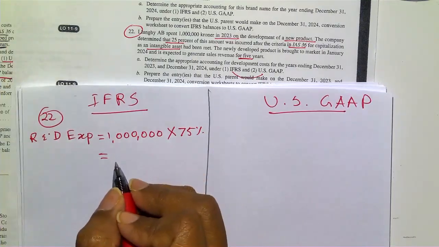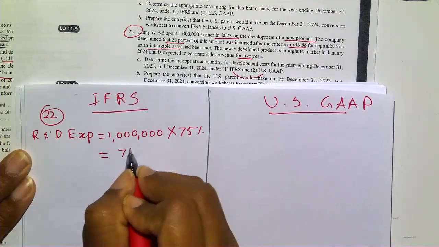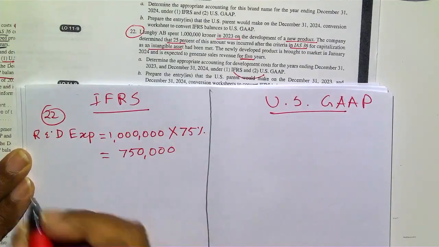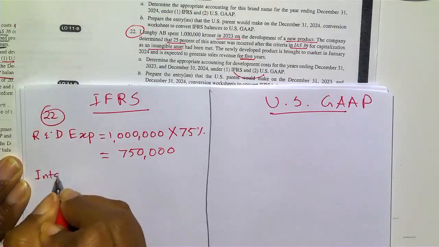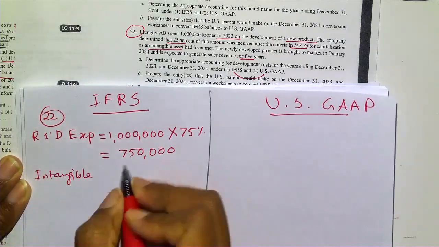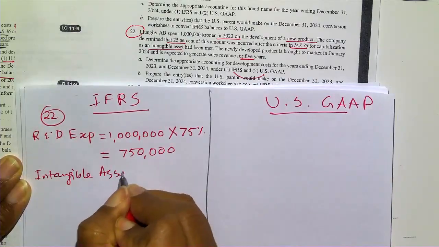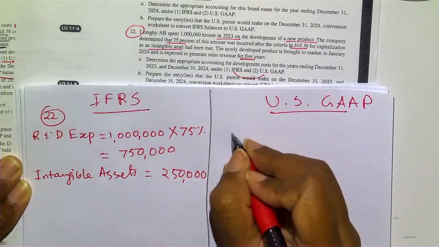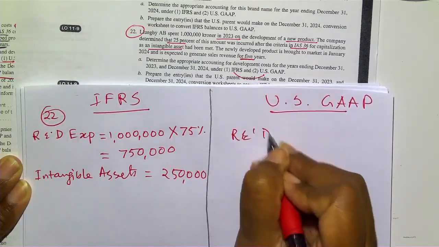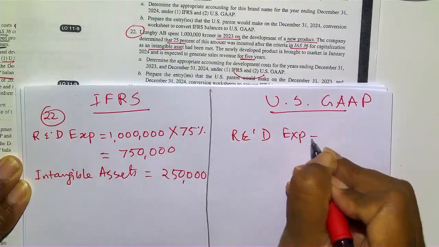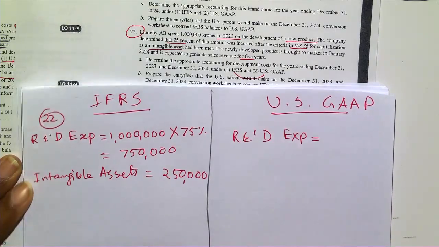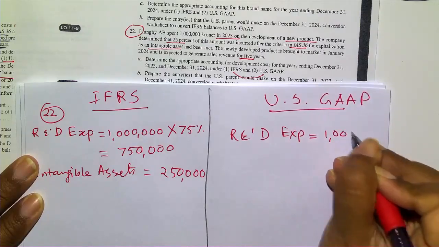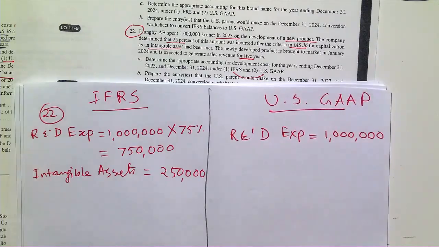750. So IFRS will show 750K as their R&D expense, and the rest will be their intangible assets or deferred development cost. Right. 250. On the other hand, US GAAP's R&D expense will be how much? Who can tell me US GAAP's R&D expense? 1 million. Very good. They will do the entire amount. Assume that it's not a software company.